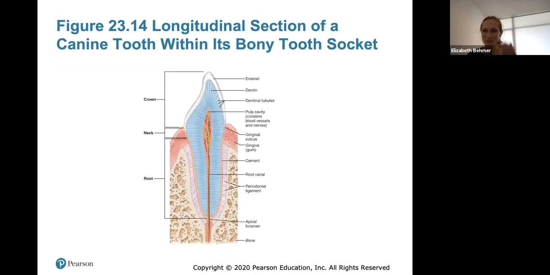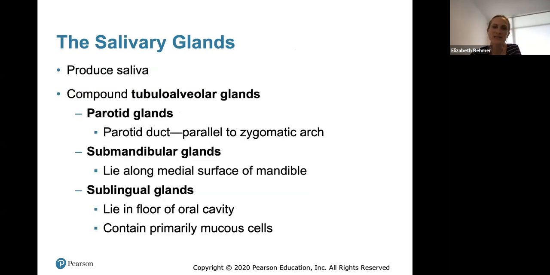So a picture like this will probably show up at least 3 times on your lecture exam. Understanding the anatomy of a tooth is important. The salivary glands then produce saliva. They're compound tubulo-alveolar glands, and the parotid gland is the largest of the salivary glands. You should know where they all lie for lab and lecture as well.